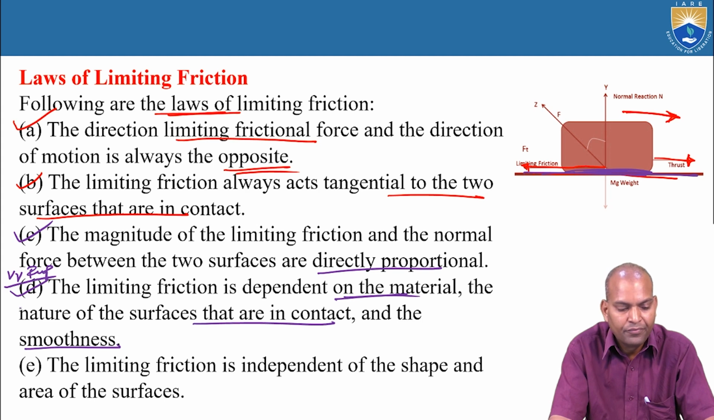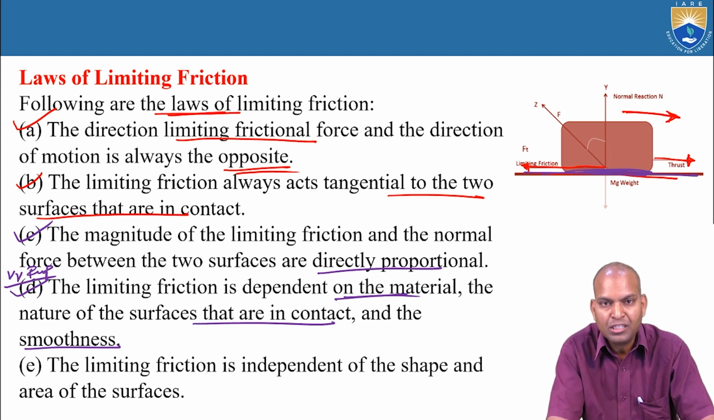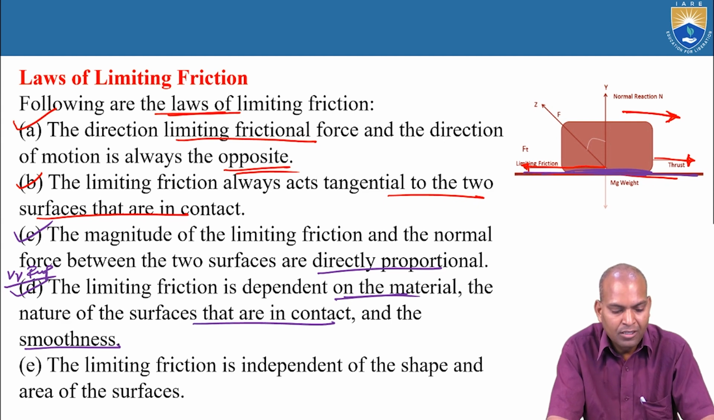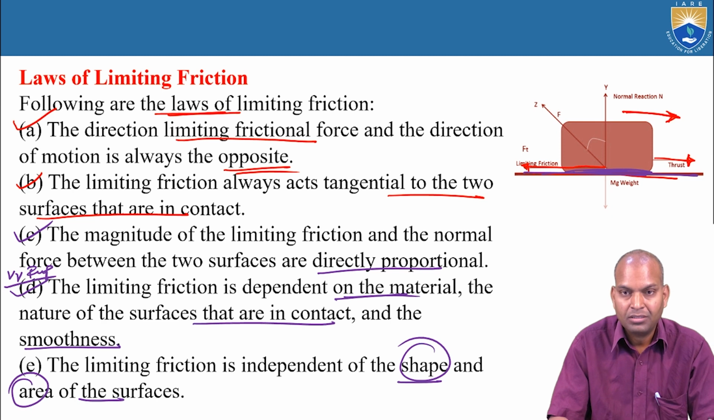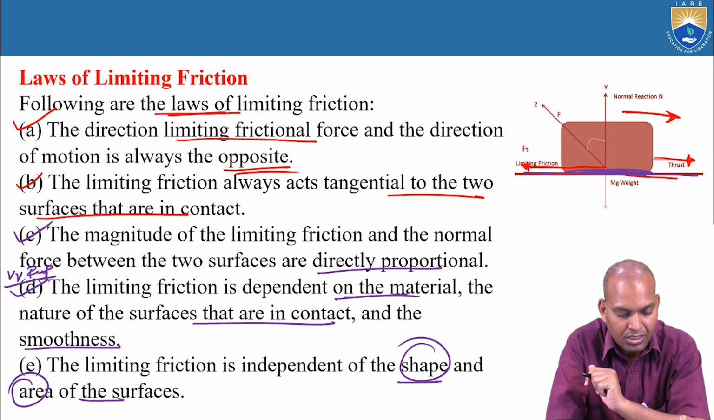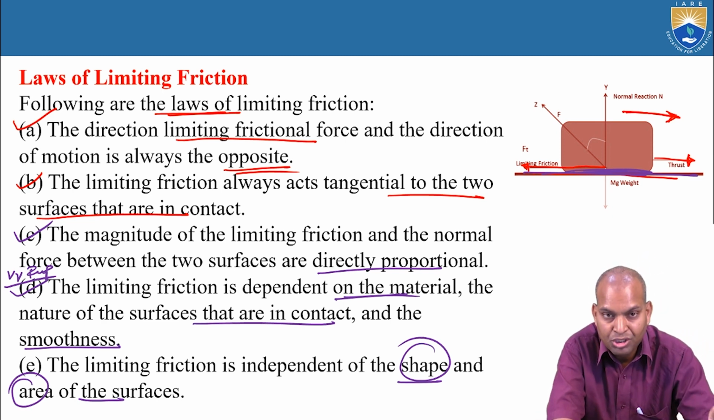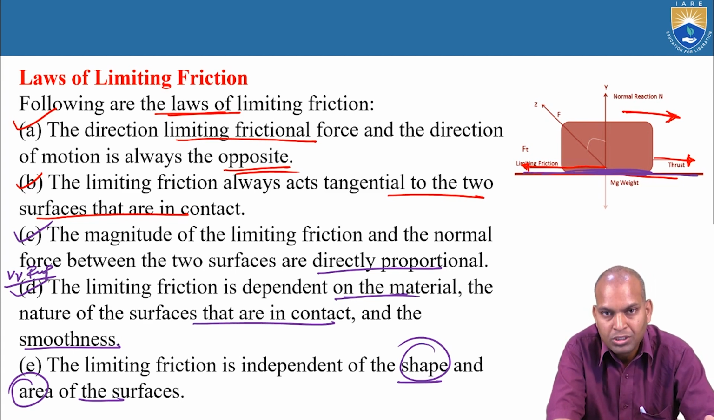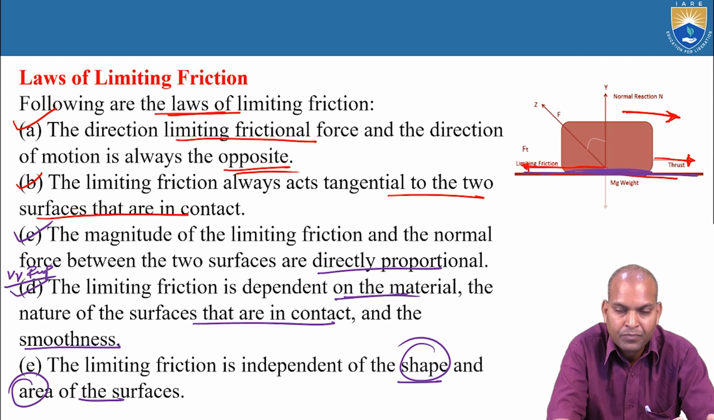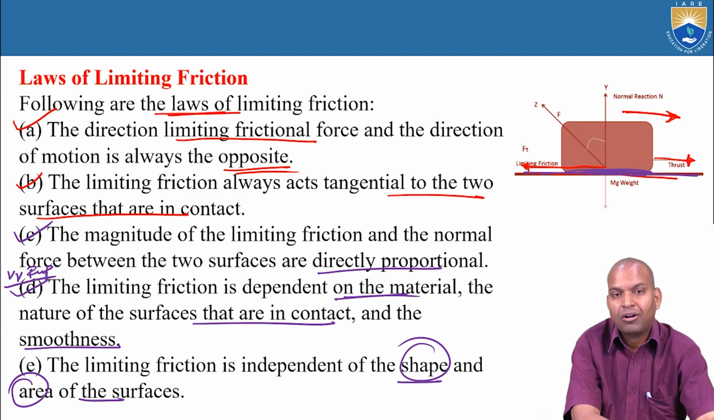And the fifth law: what is the limiting friction force independent of? Limiting friction is independent of the shape and the area of the surface. But it is dependent on the material that is in contact and the nature of the surfaces. What is the nature of the surfaces? It is a smooth surface or a rough surface, the nature of the surfaces that are in contact.